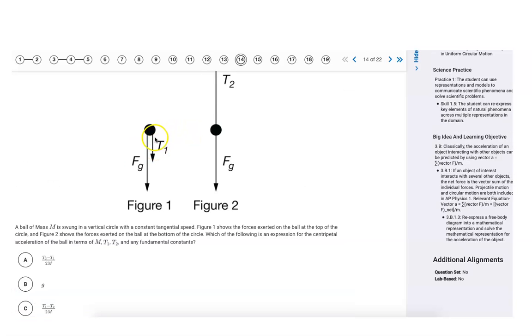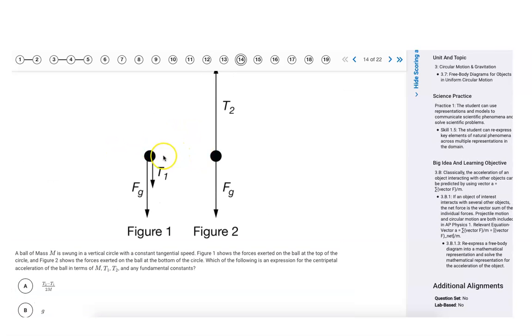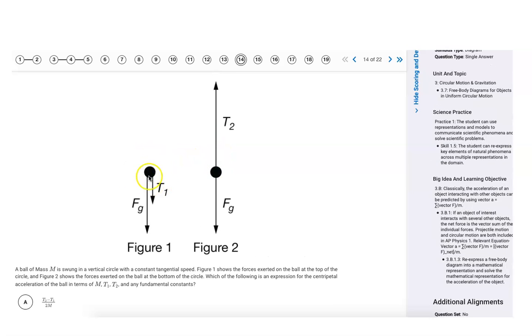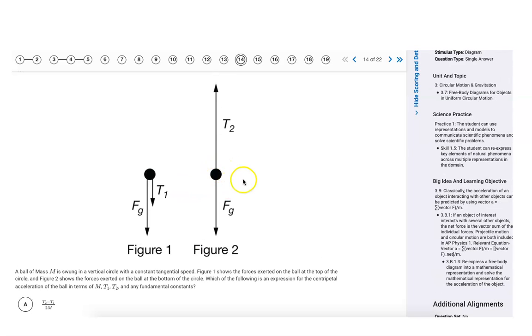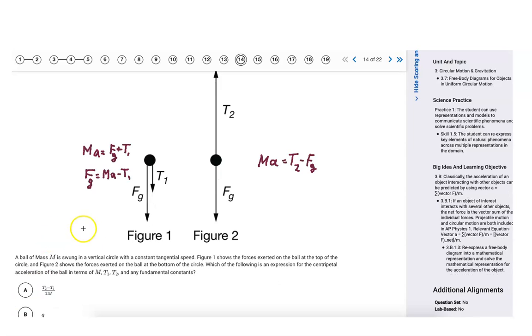Problem 14, you have to be careful to understand which one's the top, which one's the bottom, right? So this one is the top. This one is the bottom of the circle, and then you just write the system of equations. So you can solve it in any way that's convenient for you.